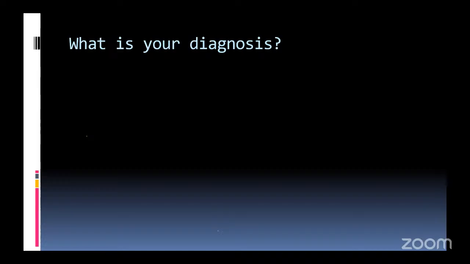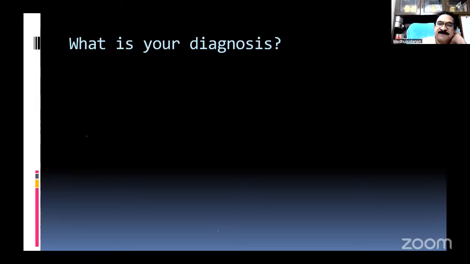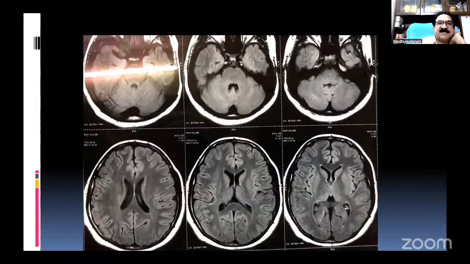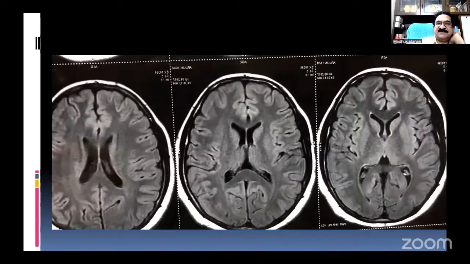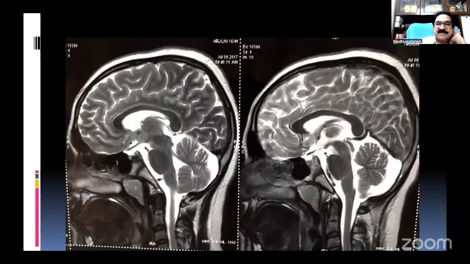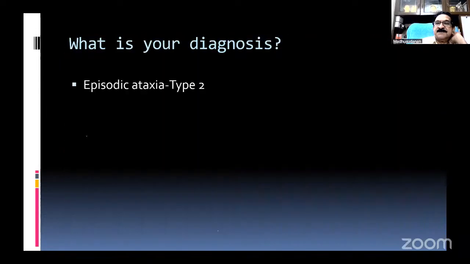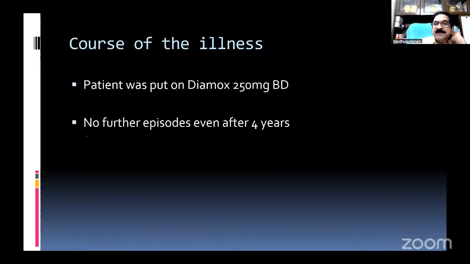Episodic ataxia. Again, it may be episodic, but we have to rule out Arnold-Chiari malformations. MRI was done, which is negative. No Chiari malformation at all. So episodic, I thought type 2, he was put on Diamox. And no further episodes even after 4 years on Diamox 250 milligram BD.